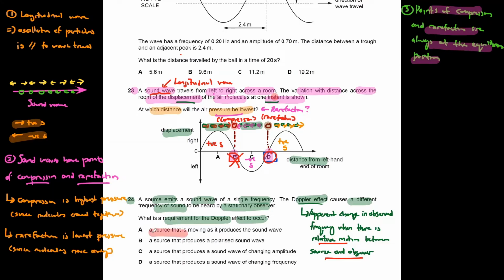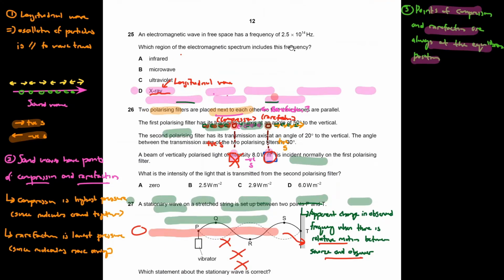A source that is moving as it produces the sound wave relates to this already. So the answer should have been A. So answer choices B, C, D won't be the correct one. A source that produces a polarized sound wave, nope. A source that produces a sound wave of changing amplitude, not really. A source that produces a sound wave of changing frequency, also not the answer. So B, C, D are out. Only A is correct. So 24 is done. Then we move on to question 25.